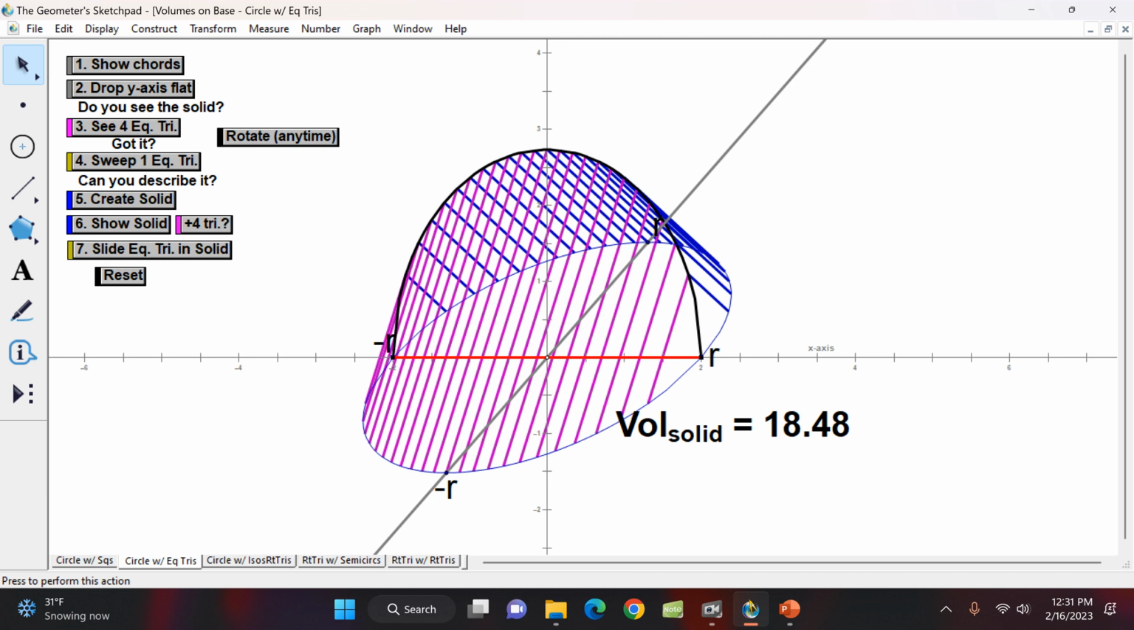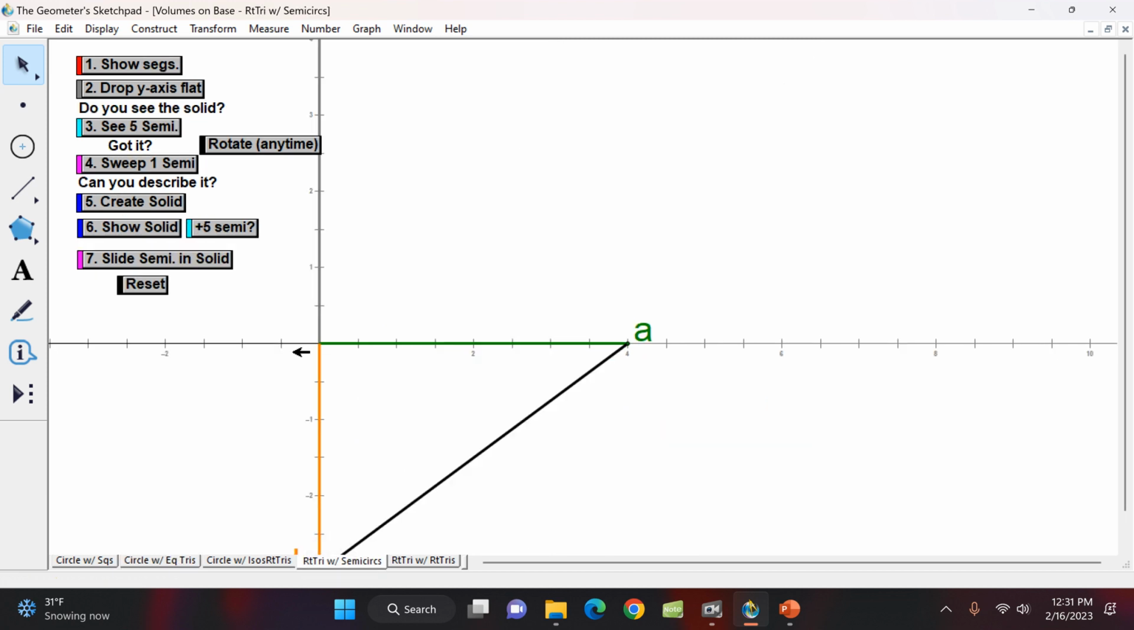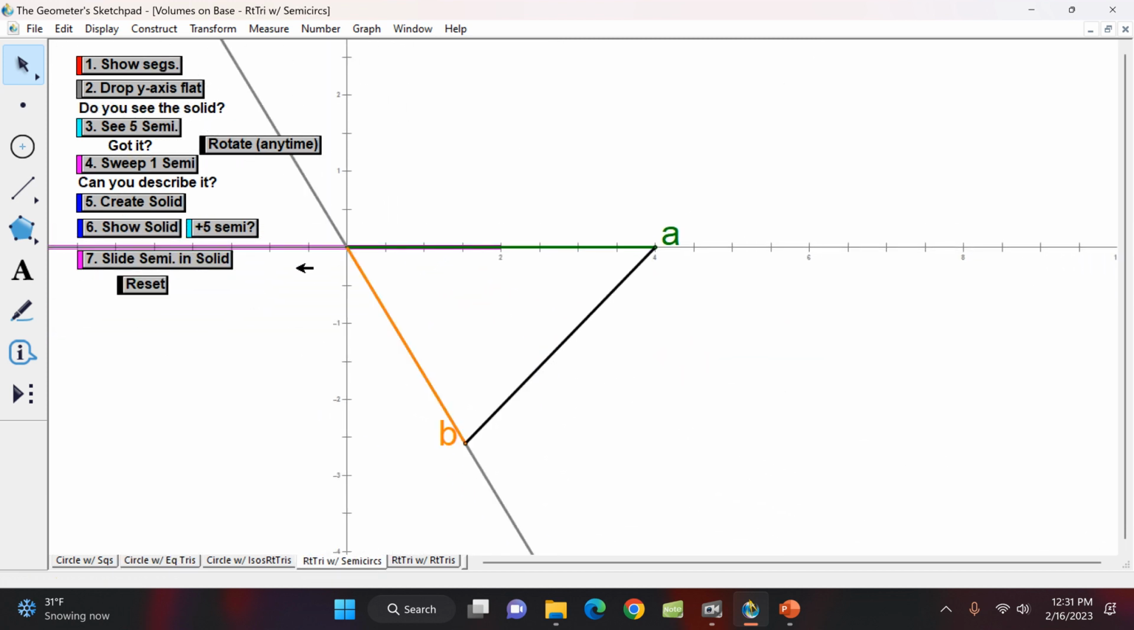Okay, what else can we change? Let's use a right triangle as a base. Oops, get over there. Oh, I just broke it.